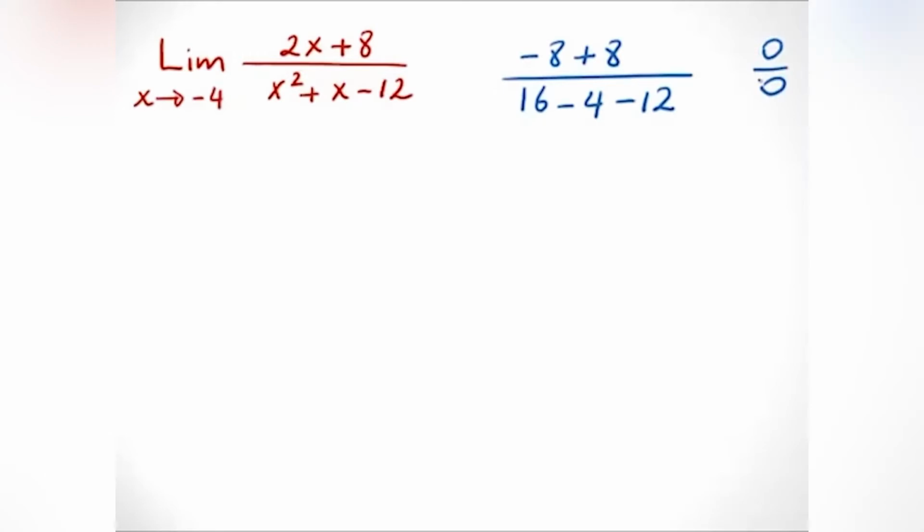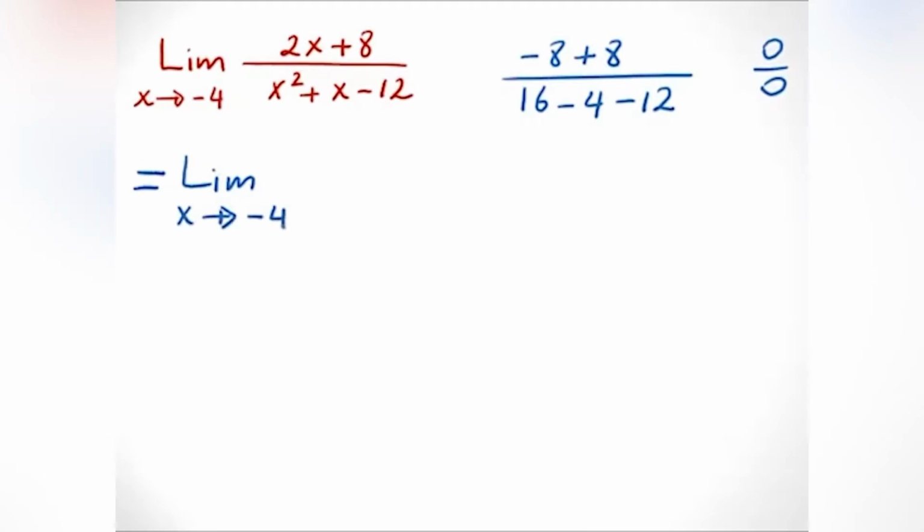We cannot just say the limit does not exist because it is of the form 0 over 0. x equals -4 makes the numerator and the denominator equal to 0, which means x plus 4 is a factor of the numerator and the denominator. And to see this, I will factor both the numerator and the denominator.